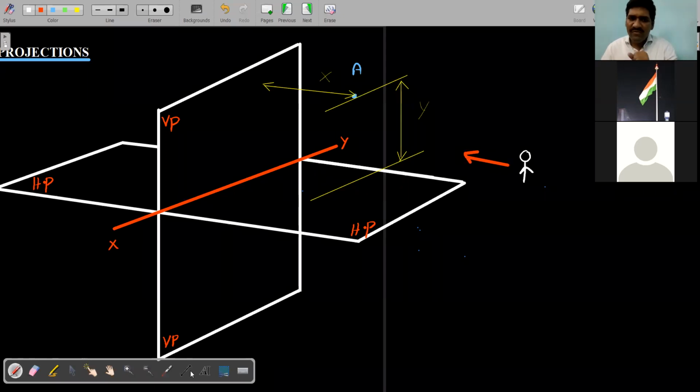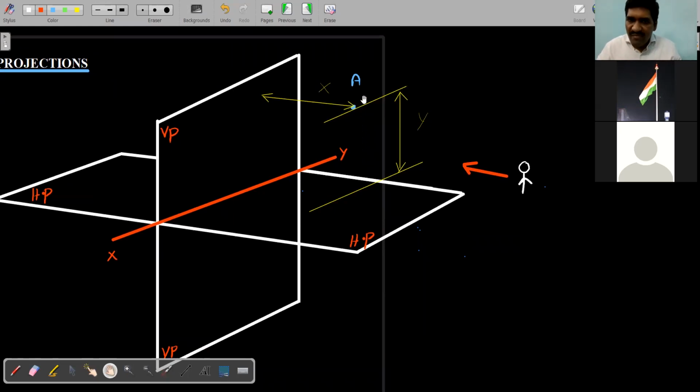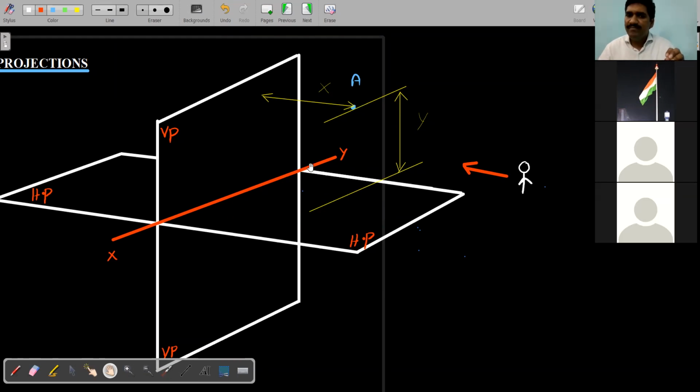Now tell me, all of you, in the front view, what is visible and what is invisible? I will just explain the position once again. This point A is in the first quadrant. First quadrant means the body is definitely in front of VP and above HP. And if this is the position, can I say that it is above HP and behind VP, or not? And if this is the position, I can say the body is below HP and behind VP. And if this is the position, I can say the body is below HP and in front of VP.